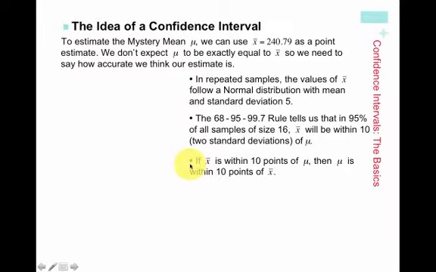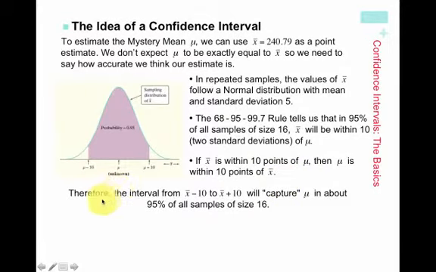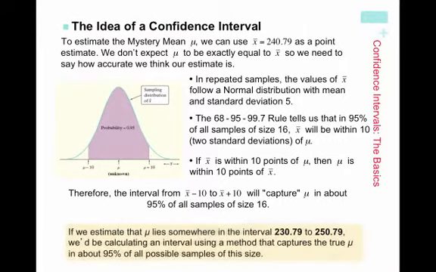Here's another jump that we need to take. If x bar is within 10 points of mu, we can turn that around and say that mu is within 10 points of x bar. That should make sense to us. So therefore, the interval from x bar minus 10 to x bar plus 10 will capture, or contain, mu in about 95% of all samples of size 16. And this, ladies and gentlemen, is a confidence interval.